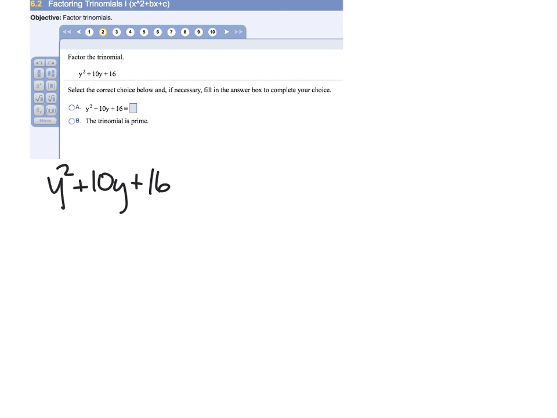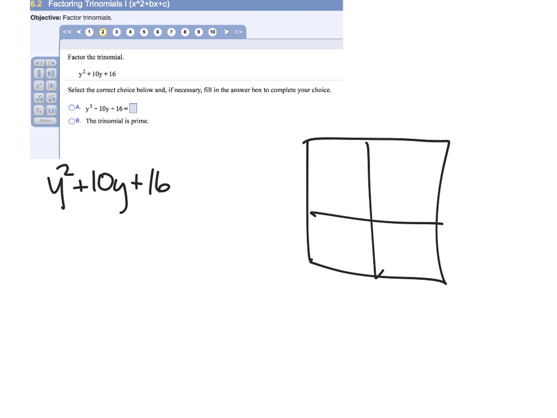And I'm going to put that in our box, 2 by 2. And we know that this is y squared, and we know that this is 16. So by process of elimination, we automatically know that that's got to be y times y. And that's the only way you could get y squared.